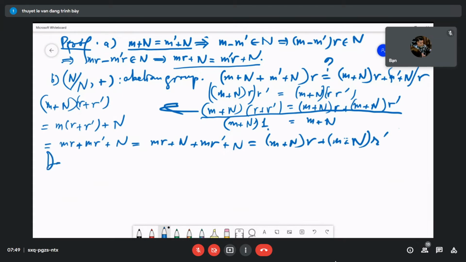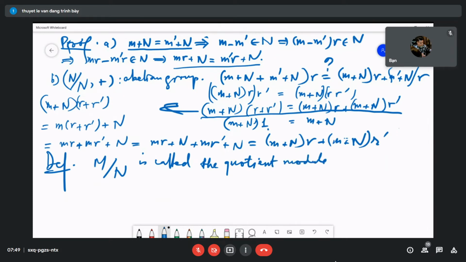So from this we have the definition of M over N, which in this theorem is called the quotient module of M over N. Okay, we have a 10-minute rest, and after this I will give you some examples about the sum of submodules and also the quotient module. Okay, we have a rest.